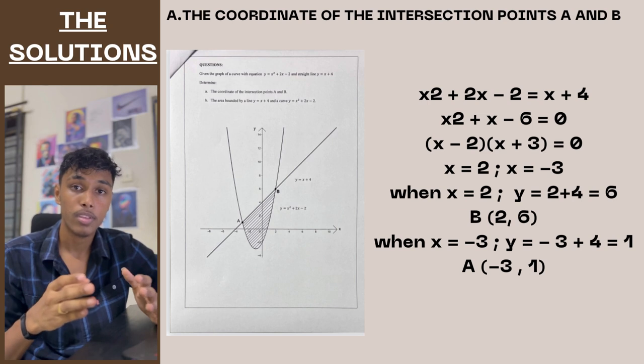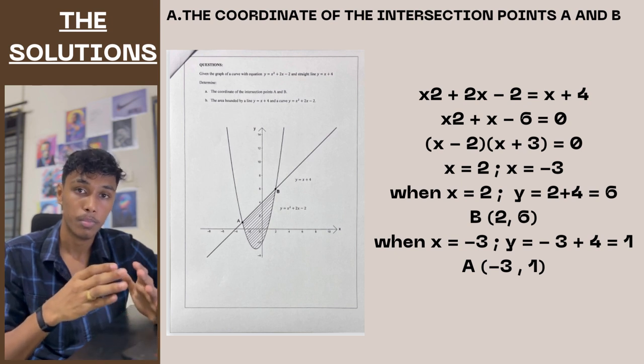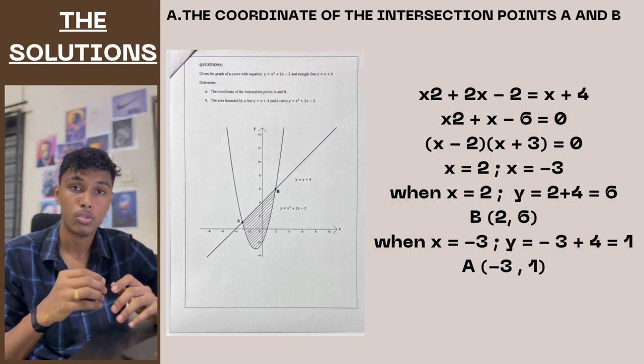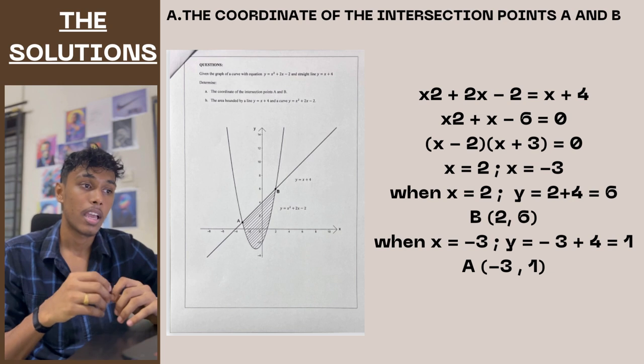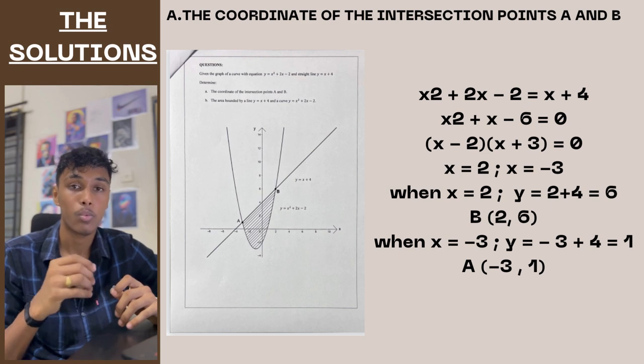So we have to substitute both x values into the y equation to find the value of B and A. When we substitute the value of x1 into the equation, y equals 2 plus 4 equals 6. So B will be (2, 6). And when we substitute the second x value, that is negative 3, y equals negative 3 plus 4 equals 1. So A is (negative 3, 1).